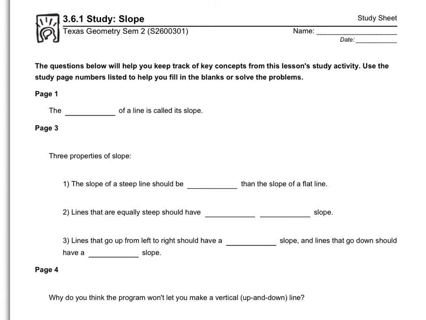So the steepness of a line is called its slope. Depending on how steep or how flat the line is determines its slope. The slope of a steep line should be bigger than the slope of a flat line.